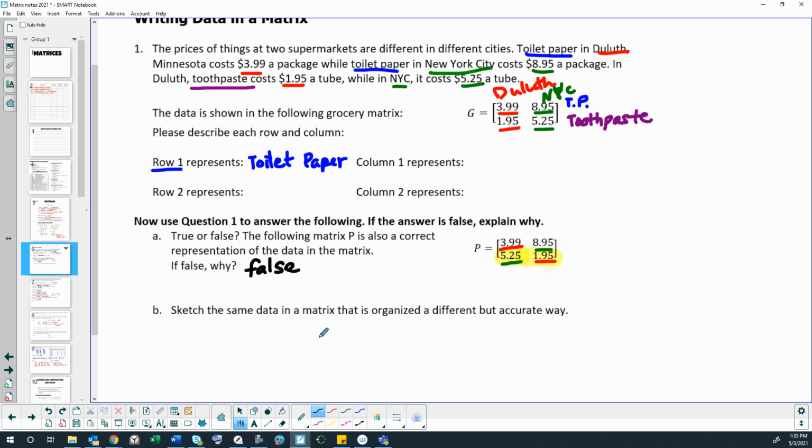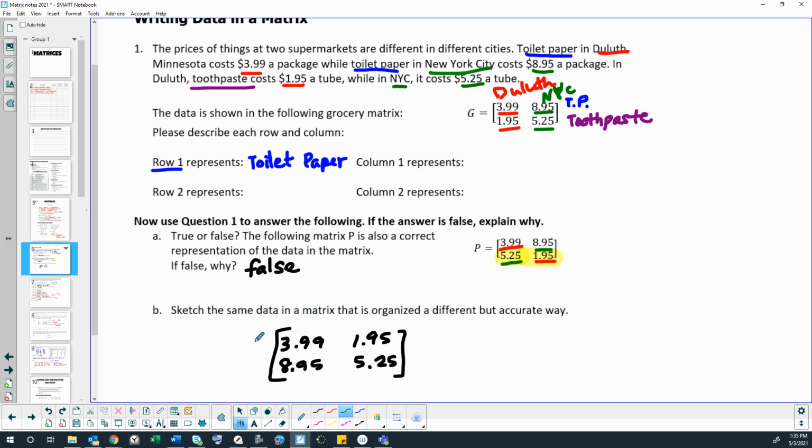Okay, so let's go ahead and write this in a completely different way. We could make the cities our rows and the products our columns. So we could be like, all right, let's make Duluth this row instead. So $3.99 for toilet paper in Duluth and $1.95 for toothpaste in Duluth, right? And then we could do $8.95 for toilet paper in New York and $5.25 for toothpaste in New York.